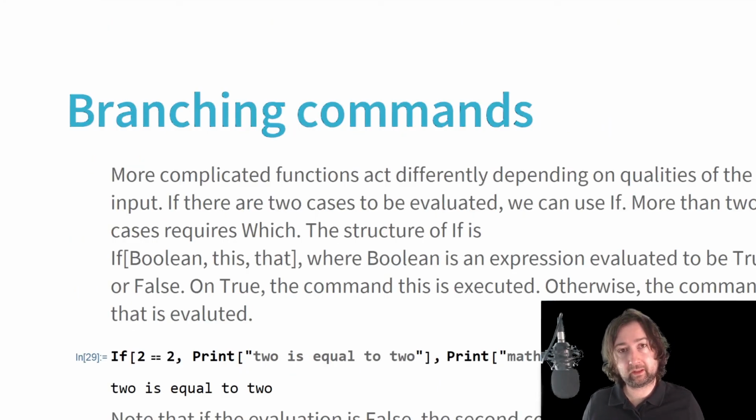The last bit of logic that I want to talk about here is about decision making or branching commands. And those are functions where we want the function to behave in one way, say, if the input has some property, and in a different way if it lacks that property or has a different property. And so in Mathematica, the 'if A do this or else do that' command is called If, and the multi-case version is called Which.